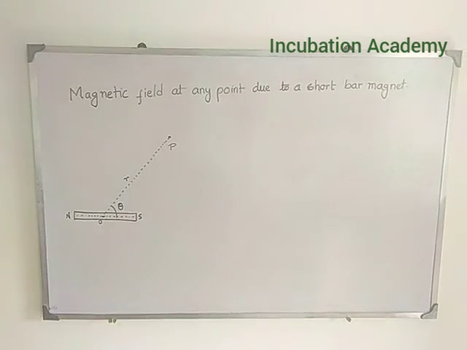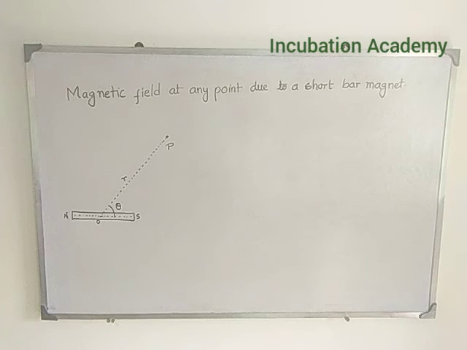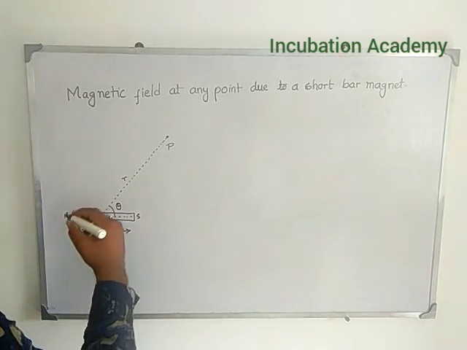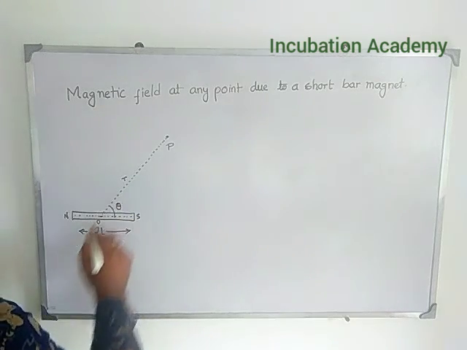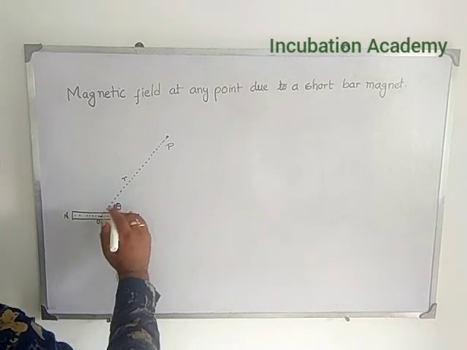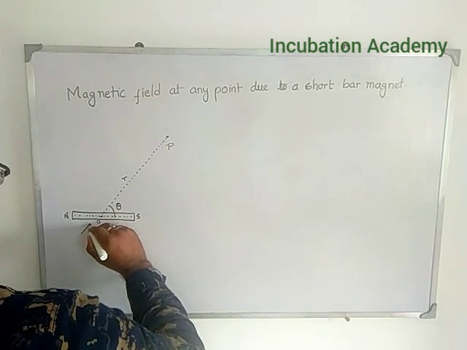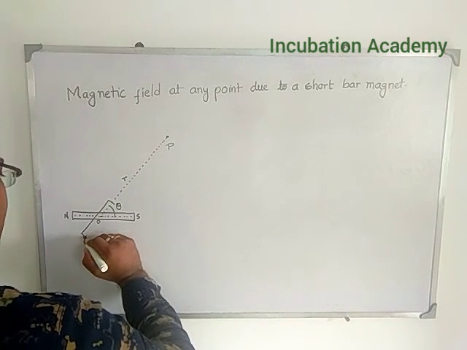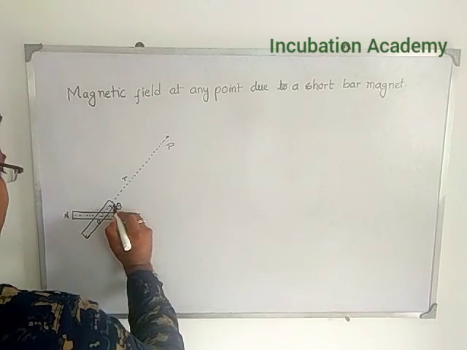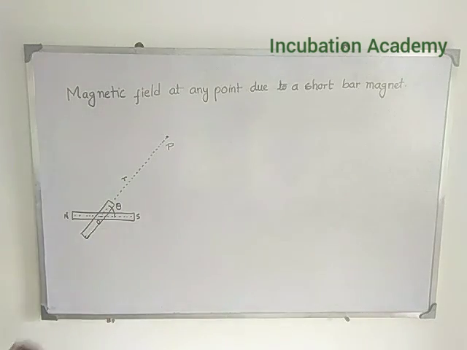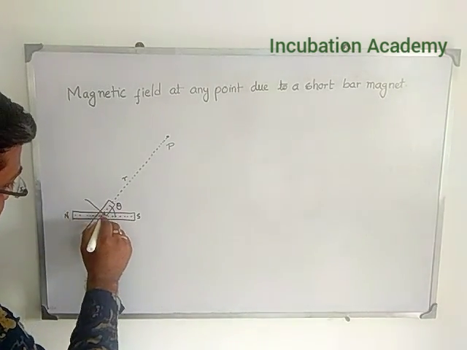Welcome to IA. Magnetic field at any point due to a short bar magnet. That means the magnetic length of this bar magnet is less compared to this distance r at the point where we want to find the field. This bar magnet can be considered as two magnets. One magnet is completely aligned, or parallel, to this line r, and another is completely perpendicular to it.